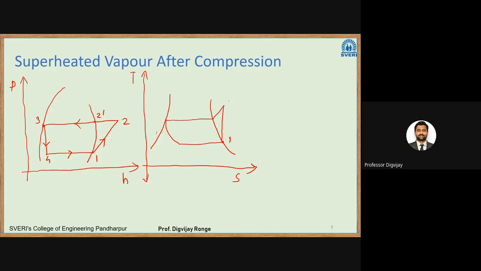Okay. So again, 1, 2, this will be 2 dash, 3 and 4. So 1 to 2 compression, 2 to 3 heat rejection, 3 to 4 constant enthalpy expansion, 4 to 1 again heat absorption. So heat is absorbed QL, it is rejected QH, and here some work is required, that is the compressor work. So this is the diagram for this condition, superheated vapor after compression. As the name suggests, it is the condition of refrigerant at the end of compression. The end of compression is nothing but point 2, that is a superheated vapor.